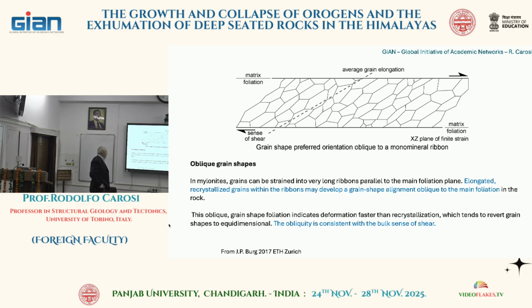ellipsoid. And this grain could develop a grain shape preferred orientation, that is a preferred orientation of the boundary of the perimeter of the grain, and also a crystallographic preferred orientation.